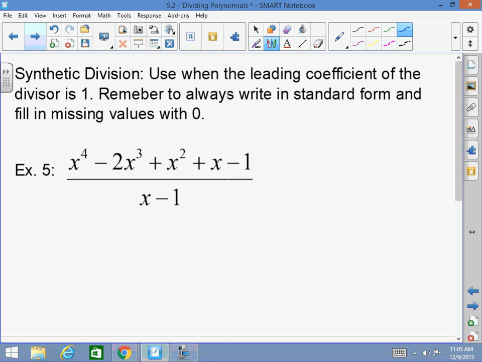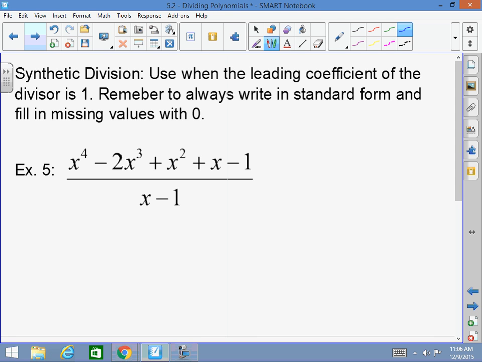Okay, now, synthetic division. Synthetic division is a lot easier, but you can only use it when the leading coefficient of the divisor is 1. So remember to always write in standard form and fill in missing values with 0.